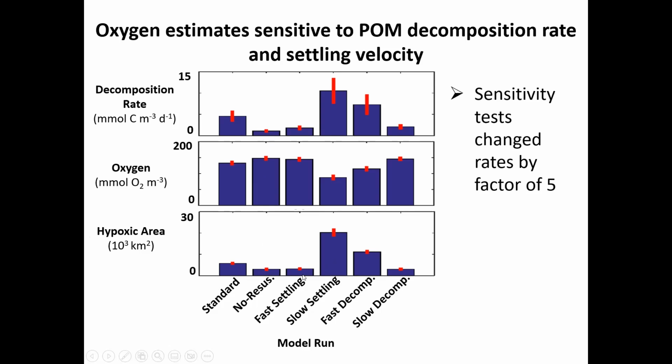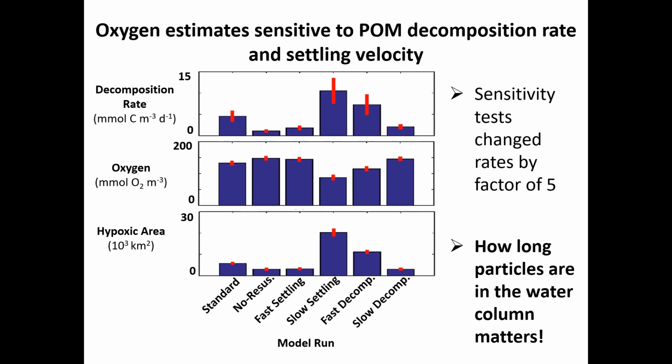And then if you change the settling velocities, these all change the parameters by a factor of 5, you get these increases and decreases in your remineralization rate and oxygen concentrations as well, because you're just controlling how long that organic matter stays in the water column. And similarly, if you assume the material is less or more labile, then you also get changes in remineralization and oxygen. And so one of our takeaways from this is that how long particles are in the water column matters for the near-bed biogeochemical dynamics in the system.